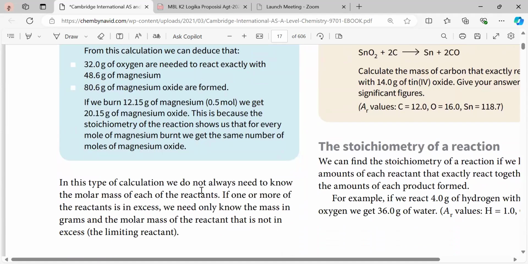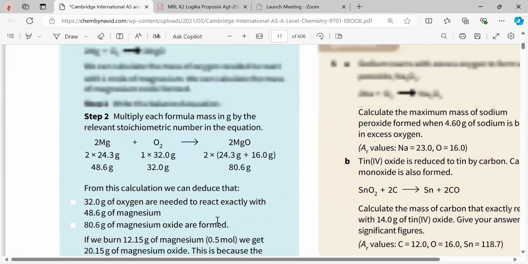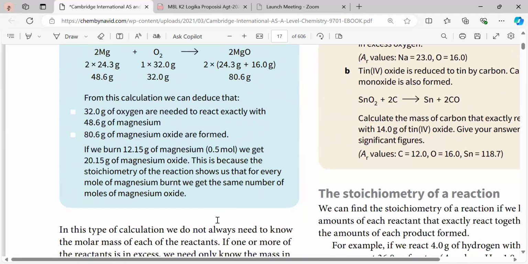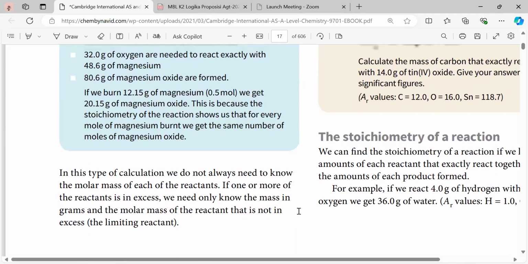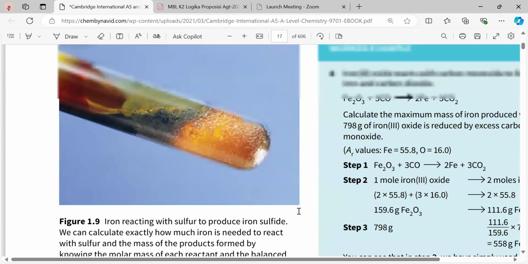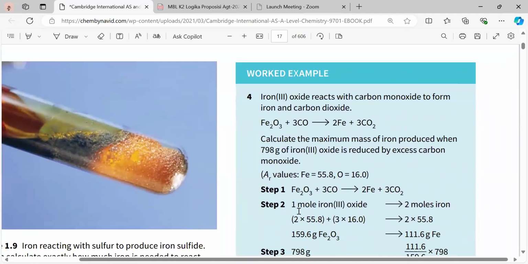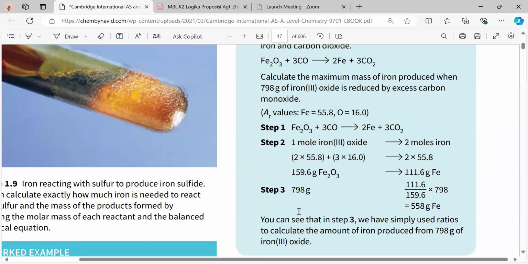In this type of calculation, we do not always need to know the molar mass of each of the reactants. Here we don't really need the Mr, we only need the Ar. We only need to know the mass in grams, and the reactant is not in excess. So this is another example. I'm going to finish this first.